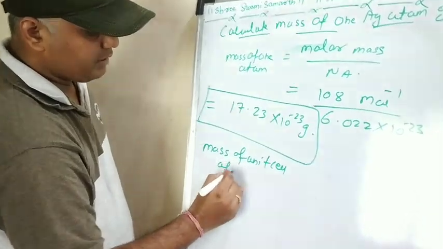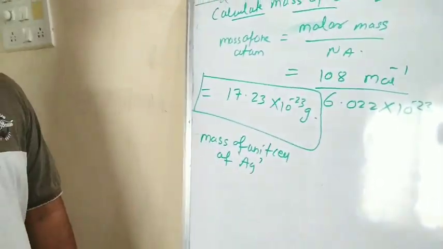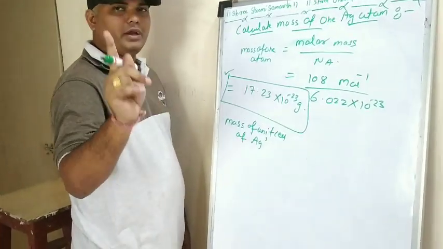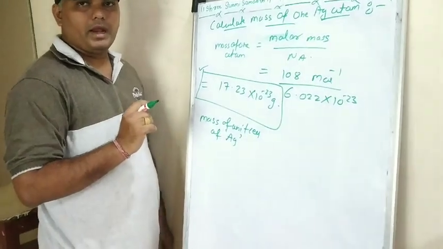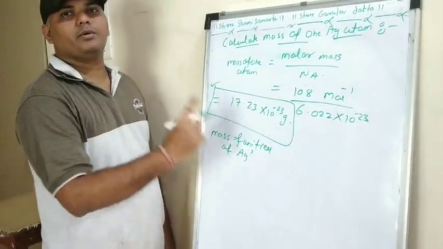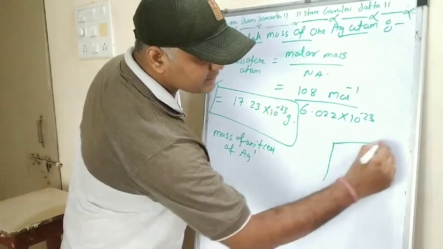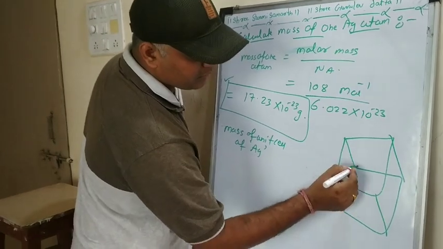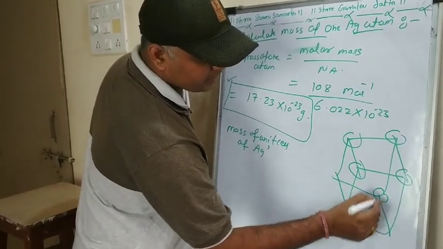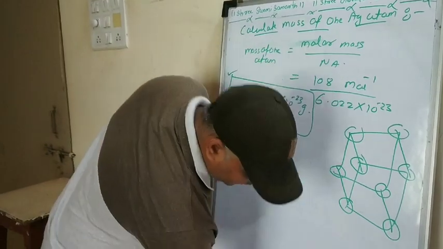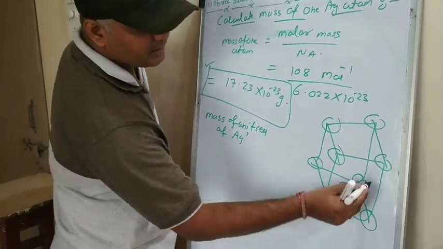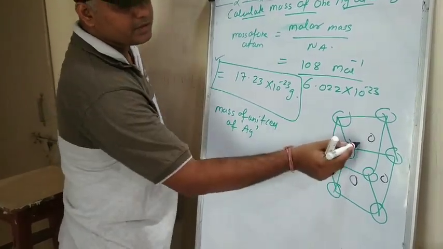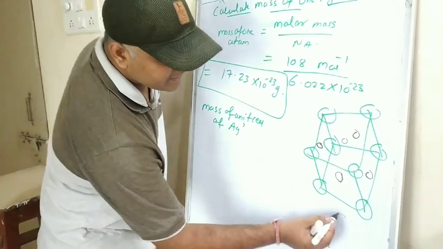of silver? See, now here in this case, अगर एक एटम का मास अगर 17.23 इंटू 10 raised to minus 23 है, right? Then what will be the mass of a particular unit cell? Now let's draw the unit cell. This is an FCC lattice. 1, 2, 3, 4, 5, 6, 7, 8. Right? Now here in this case, how many faces are there? 1, 2, 3, 4, 1 at the bottom, 1 at the top. So total number of faces will be 6.